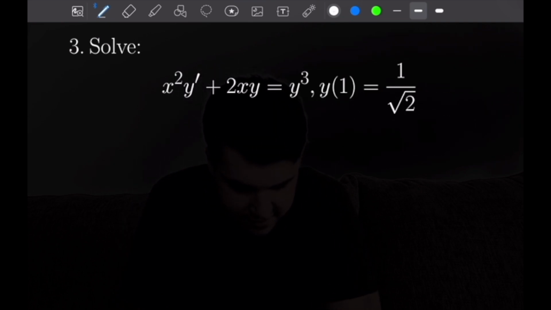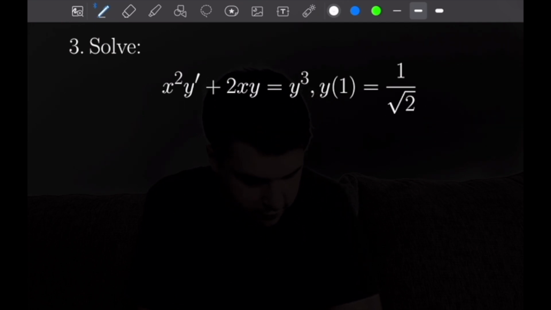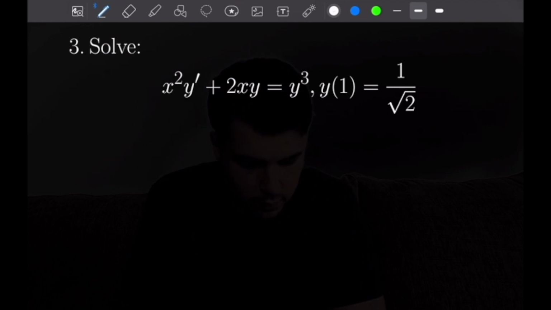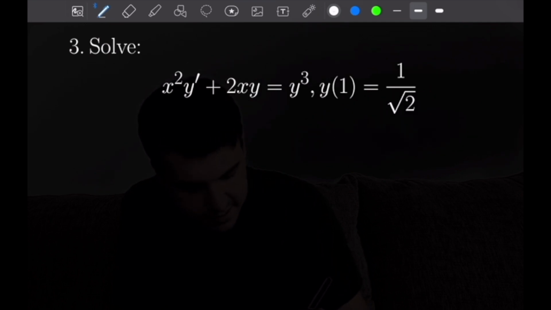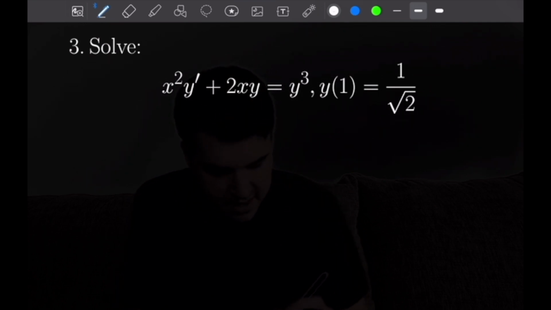All right, so number 3 says x squared times y prime plus 2xy equals y cubed, and we have this initial condition y of 1 is equal to 1 over the square root of 2. Now this is not currently in the form that we need for it to be a Bernoulli equation, but let's see if we can manipulate it into being, and in fact we can by simply dividing by x squared.